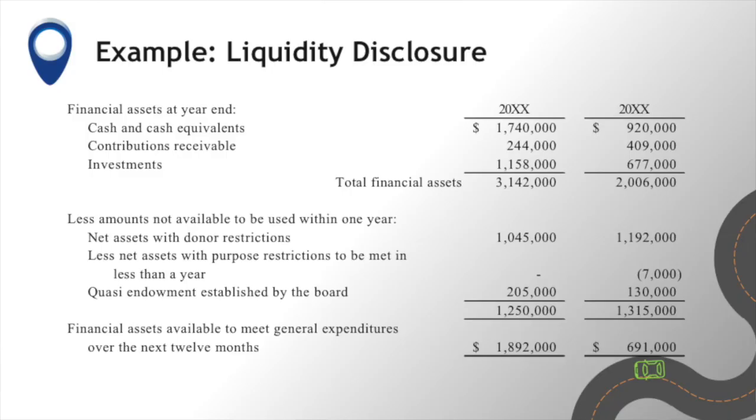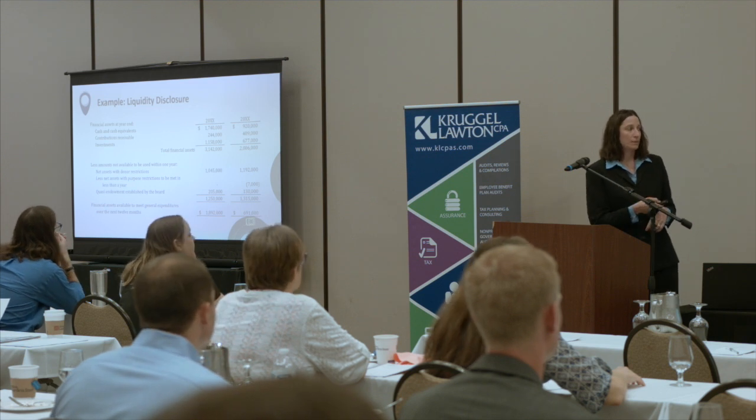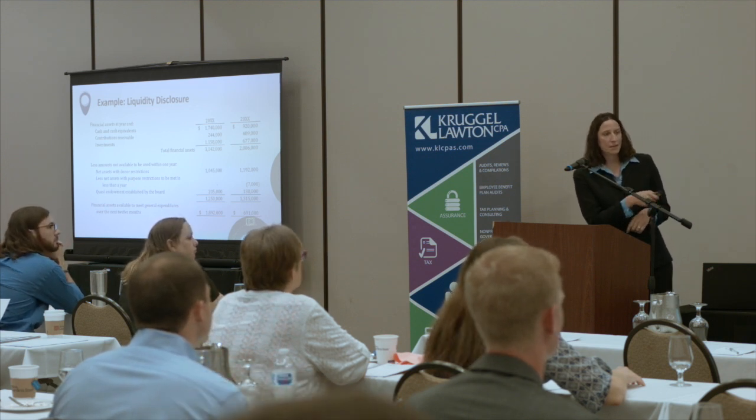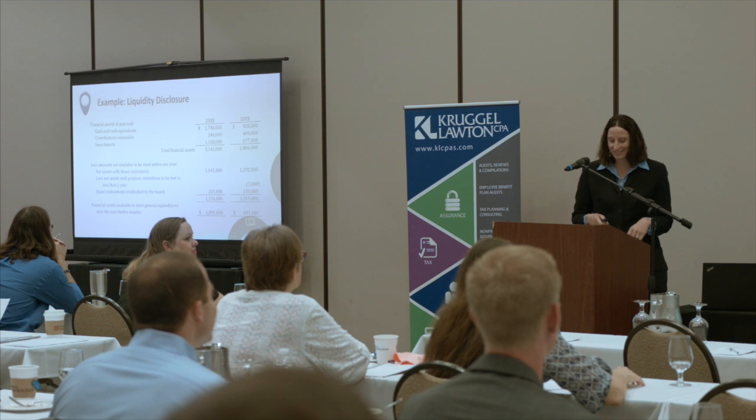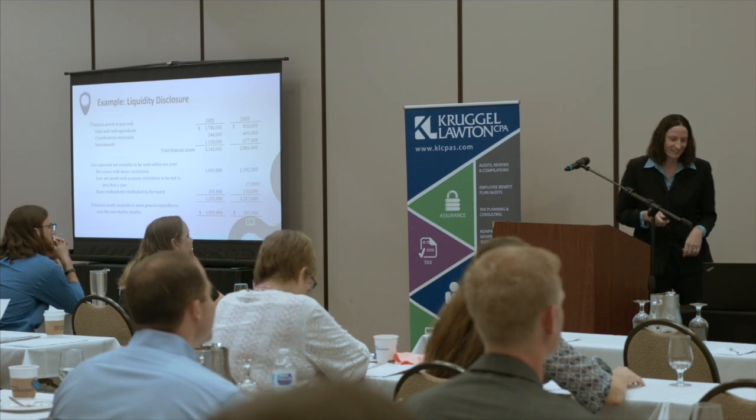So this is the presentation that I mentioned, where you would have your financial assets as of year end shown in your footnote, and then it's backing off the amounts that are not available to be used within 1 year to come to your net total that you have down here. Sorry, I keep pointing to my right because I'm right-handed, but it's the same on both screens. It's just easier for me to turn that way.